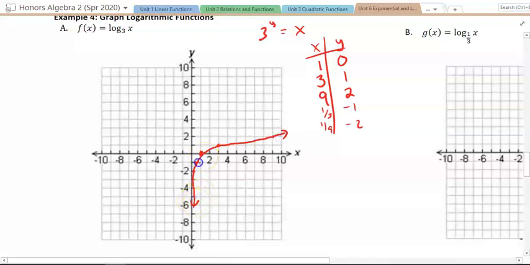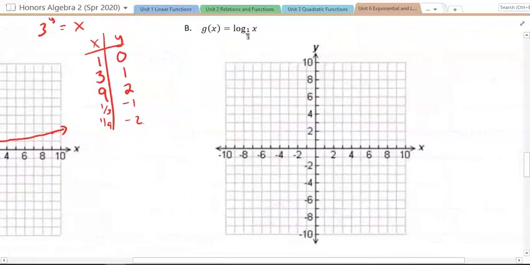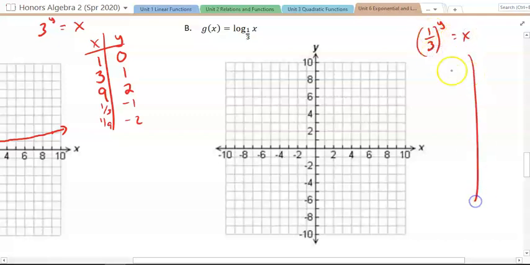And again, if I draw the exponential 3 to the x is equal to y, we would see that it would be paralleled up here and then grow this way. Okay. Let's look at example B. g of x is equal to log base 1/3 of x. And so again, I would recommend rewriting this as an exponential first. So 1/3 to the y is equal to x.